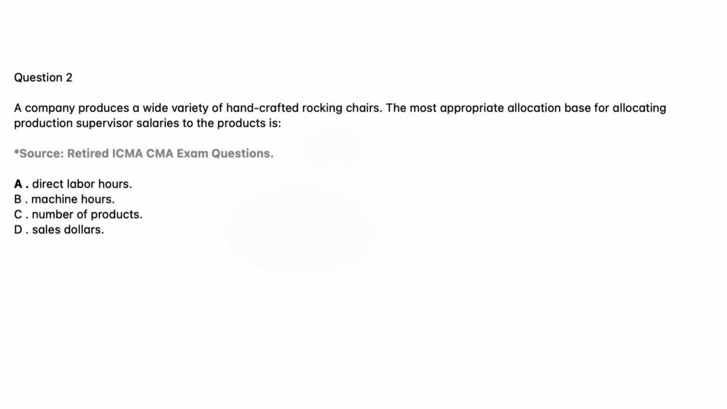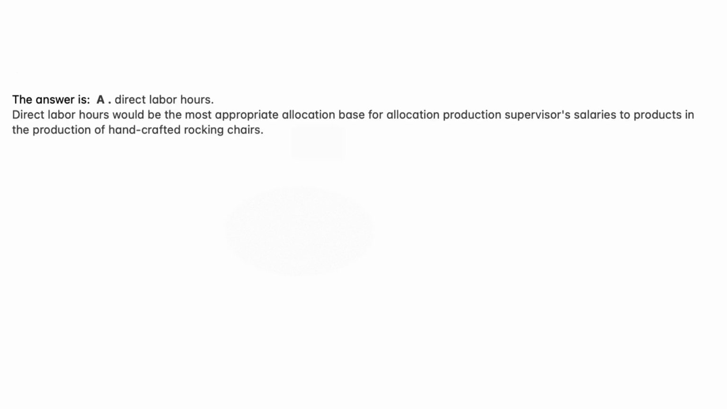Question 2. A company produces a wide variety of handcrafted rocking chairs. The most appropriate allocation base for allocating production supervisor salaries to the products is: A. Direct labor hours. B. Machine hours. C. Number of products. D. Sales dollars. The answer is A.